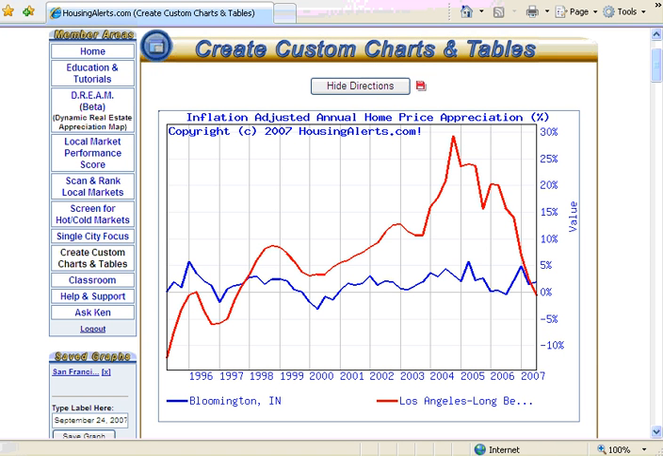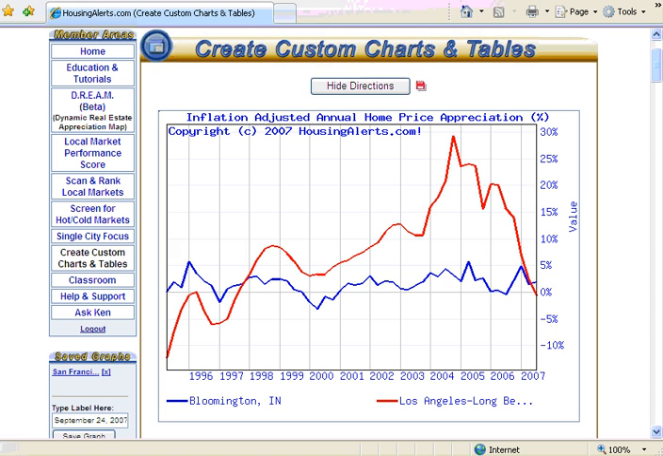Hi everybody, just wanted to take a quick moment to show you how you can use the Housing Alerts tool in order to approach your real estate investing more strategically and position yourself for success when you buy property.